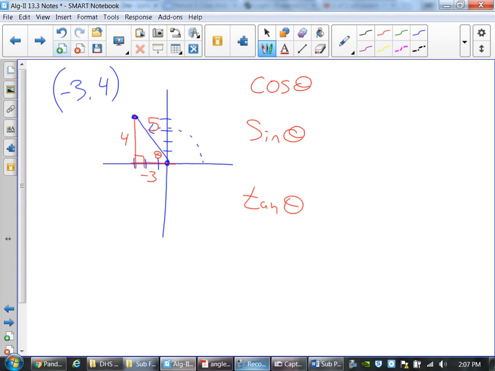So if I'm looking at this in terms of cosine, we know cosine is adjacent over hypotenuse, but in terms of x and y, what would that be? What's your adjacent? Is it an x value or a y value? X. So cosine is x over r. What's sine? Y. Y over r. What's tangent? X over Y. Try again. Y over X.